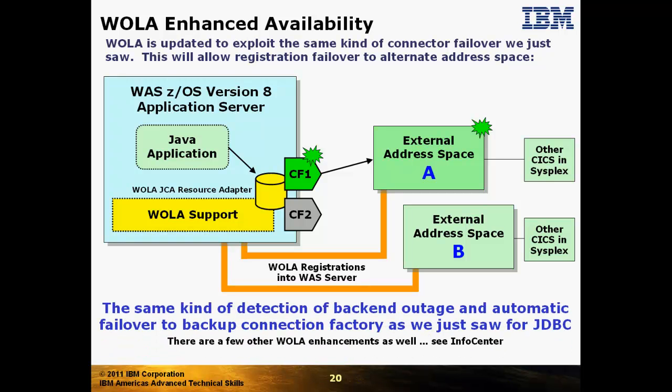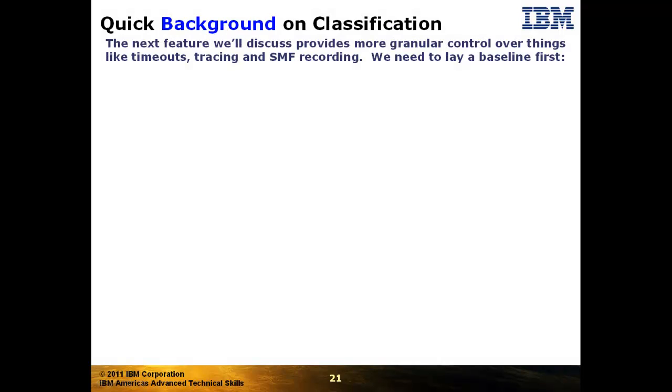As you can see, this is essentially the same kind of detection and failover mechanism we showed for JDBC and DB2. But here, the connectivity is WOLA, and it works for CICS or external batch programs. This next topic requires we back up and establish a baseline of understanding. Otherwise, the new function we'll describe might not be properly understood.